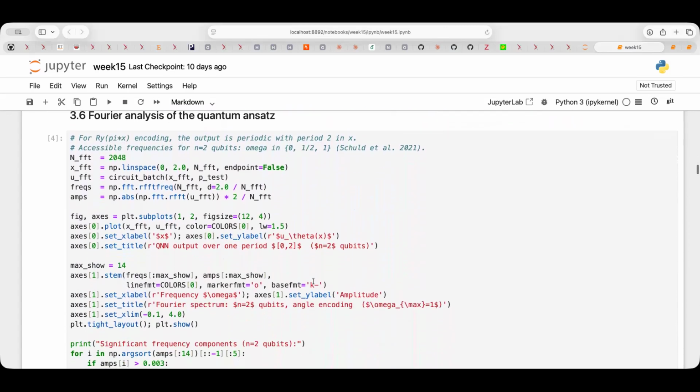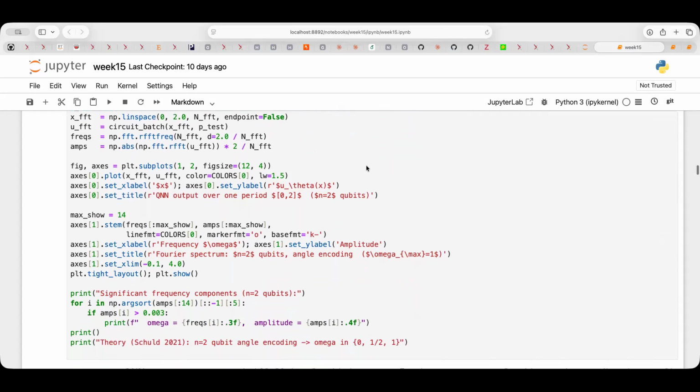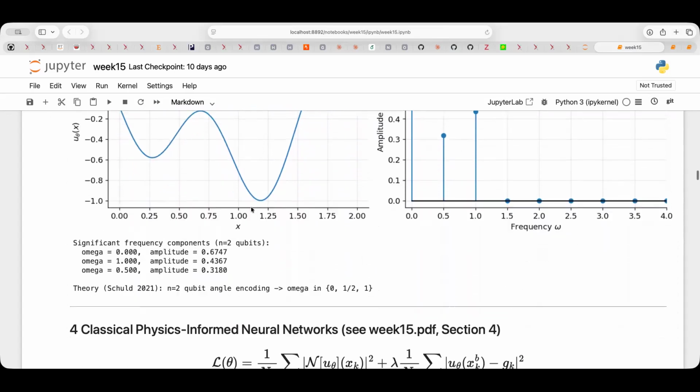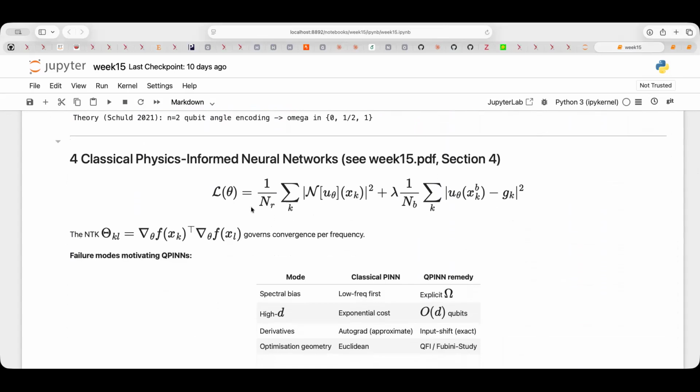And there is a Fourier analysis of the quantum ansatz. So we have a pi times x encoding, and the output is periodic with a period 2 in x. And typically the frequencies which you have for 2 qubits are 0, 1/2, and 1. So we follow a recipe by Maria Schuld here from 2021. So you can now see the QNN output over 1 period, but then we have the classical physics-informed neural network. So we have the residual here, that's the difference between the left-hand side and the right-hand side.